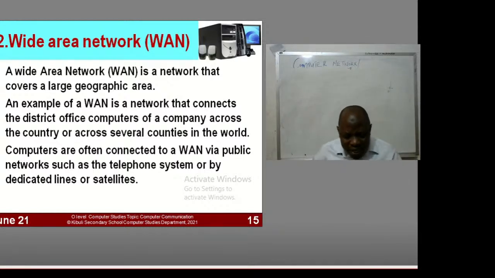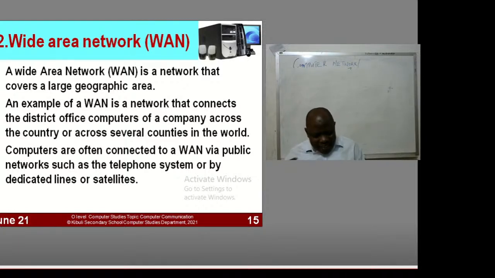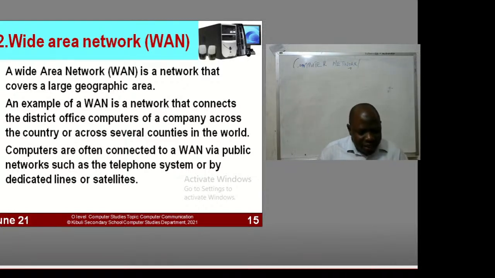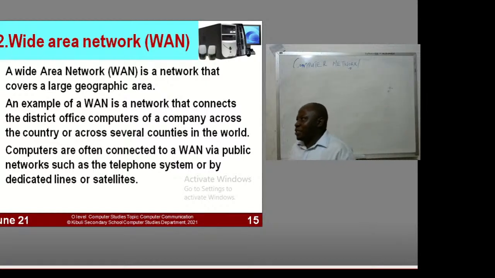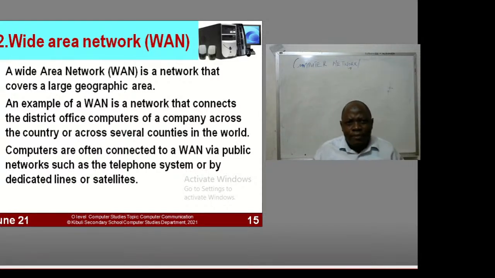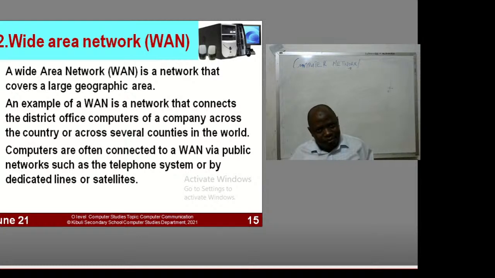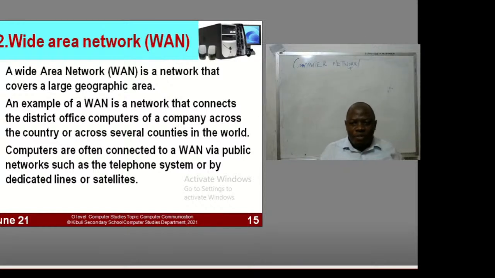When you talk about a large geographical area here, an example of a WAN can interconnect district offices, like local governments. I don't know if some of you are following that, but we can have different districts interconnecting. Or we can have Makerere University. Makerere University has different branches, and when those branches in different locations are connecting together, we may have a wide area network. That's a good example I may give.